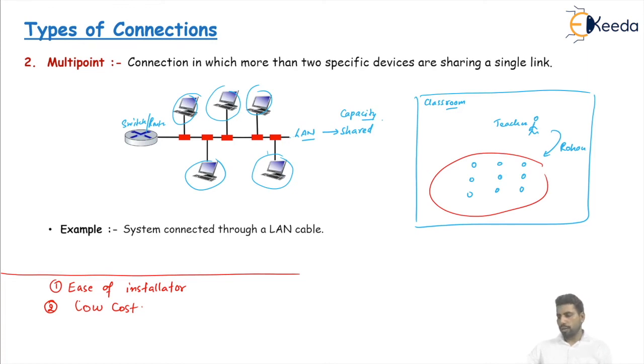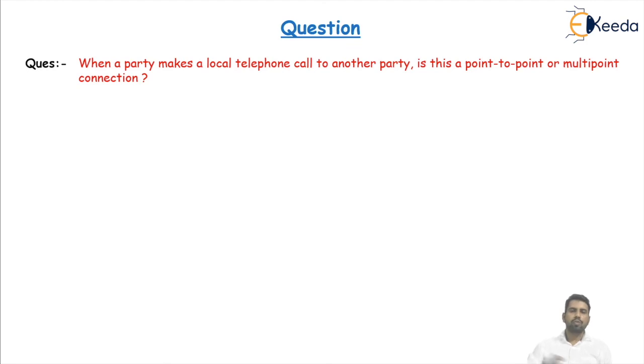Now let's go for a question. When two parties are communicating through a local telephone communication, what do you think? Is it a point-to-point communication or a multipoint communication? Just understand and try to answer the question. Pause the video and think about it.